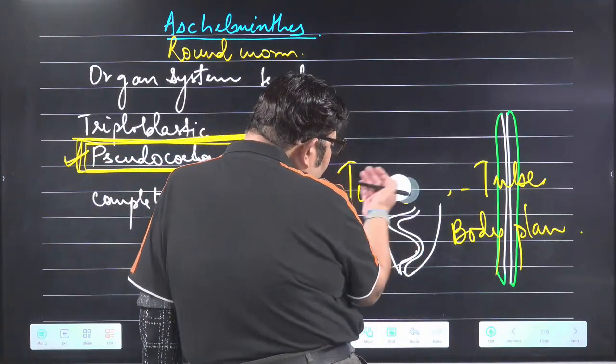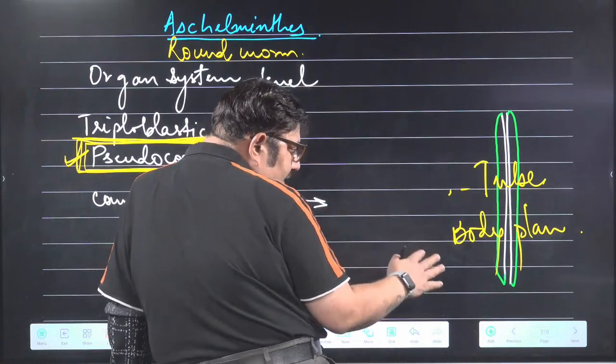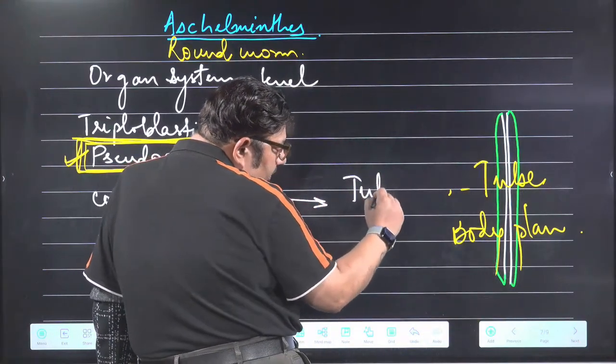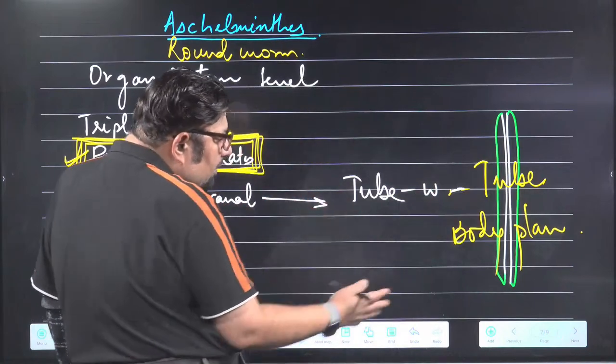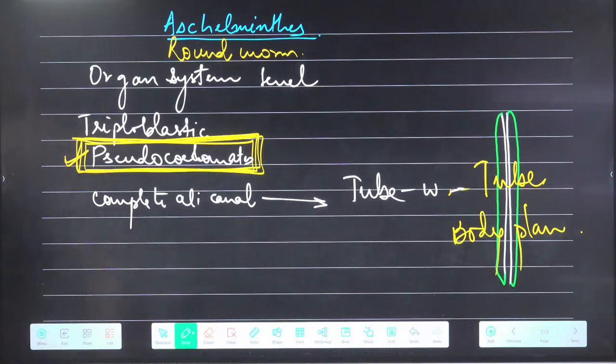I just wanted to draw this diagram so that you understand that it is not necessary that only roundworms can have tube within a tube. It is a body plan. Even we also have a tube within a tube body plan, but we don't look like a tube. In fact, I look like a drum.